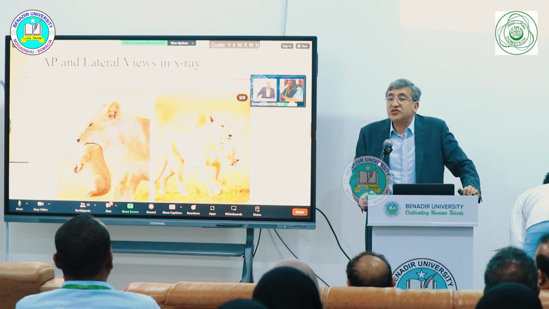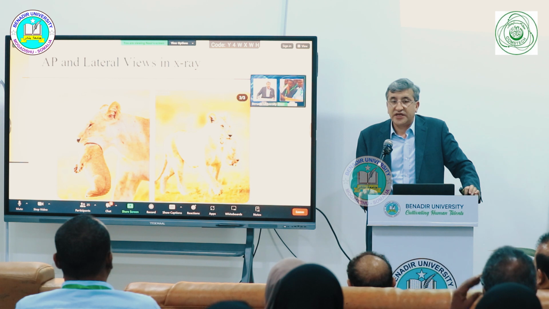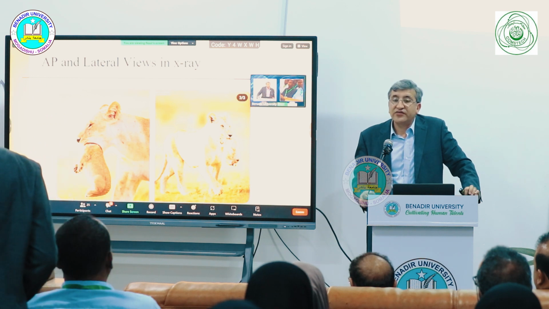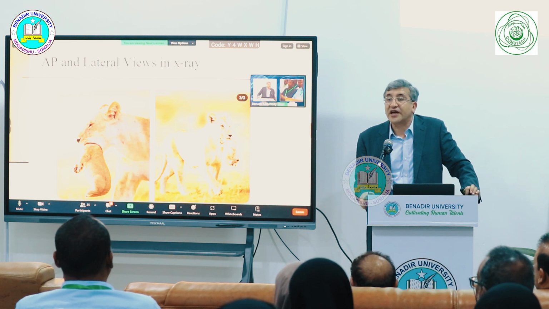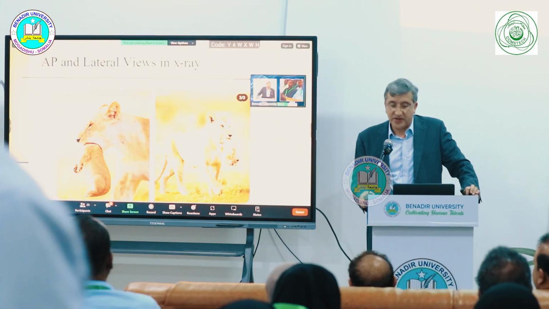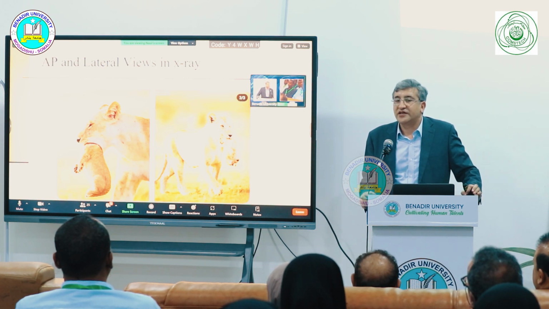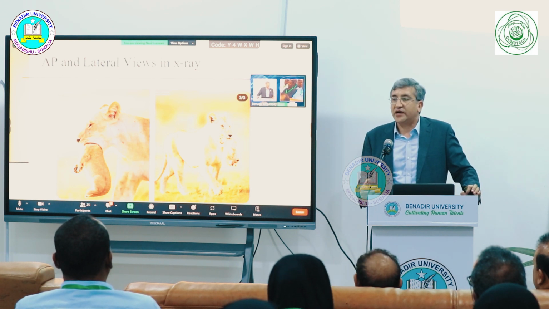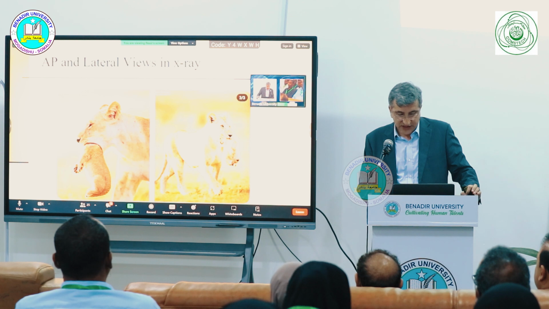In bone pathology, AP and lateral views are very important. This is exemplified by this image. On the anterior-posterior view, what is your interpretation? It looks like a danger sign, and it seems that the lioness is eating this cub. But on the lateral view, it is clearly visible that she is carrying the cub. So on one view, a lesion can look very dangerous. Both views are very necessary.